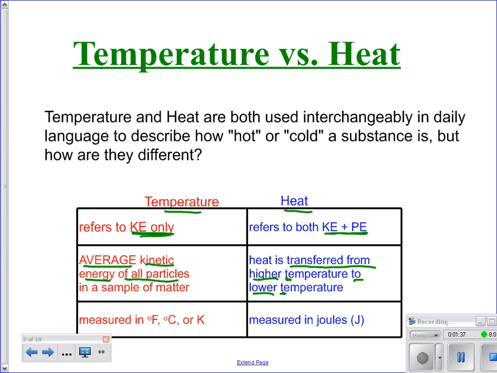And then finally, we've got some units in there that they're measured at. So we know that temperature is measured in degrees Fahrenheit, degrees Celsius, or Kelvin, but we're going to see that heat is energy, so it's measured in joules.